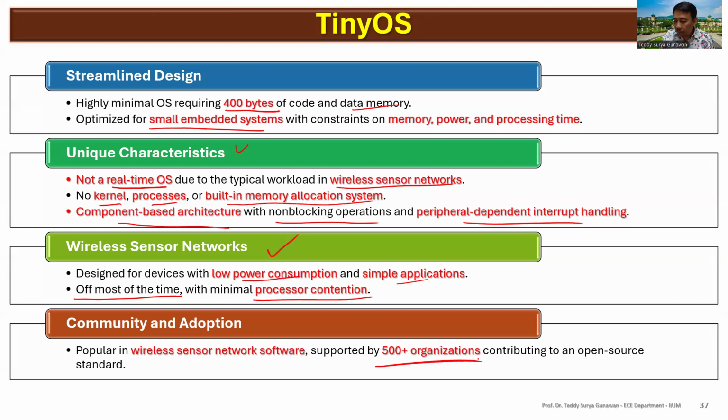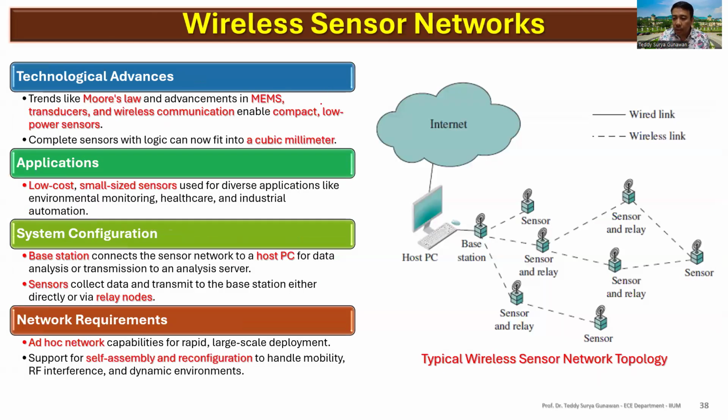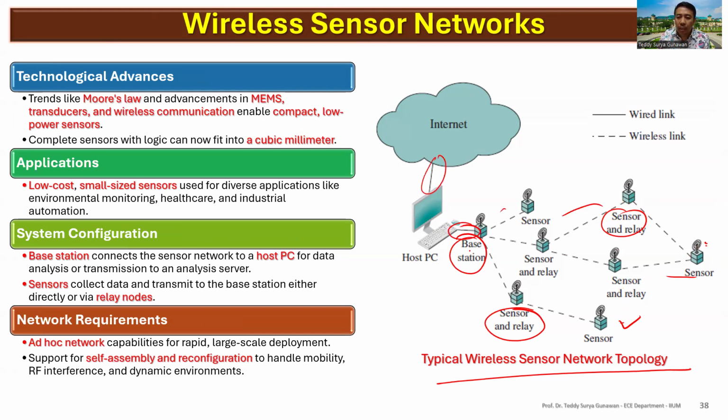This is supported by 500 plus organizations. So this is the typical wireless sensor network topology. You have the sensor, this is also a sensor, and a relay. This is the base station, sensor and relay. The leftmost is the sensor, and then you have sensor and relay. Okay, you have a wired link here, but the rest is wireless link. Okay, base station, and you have the host PC.